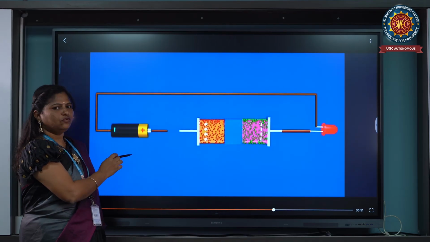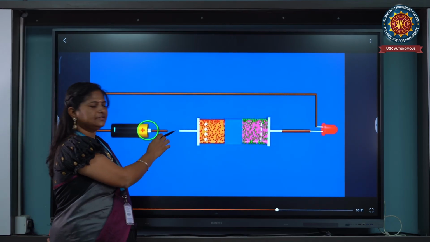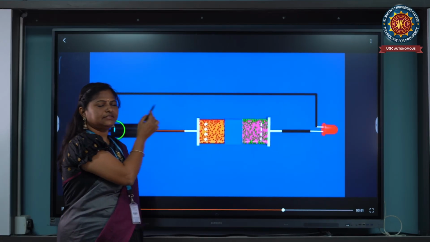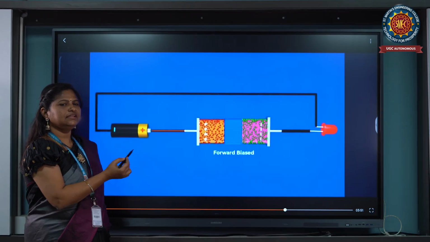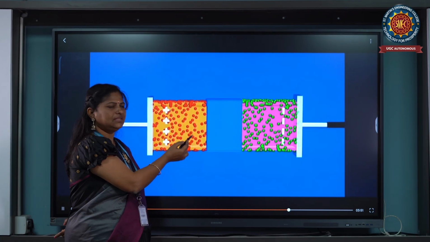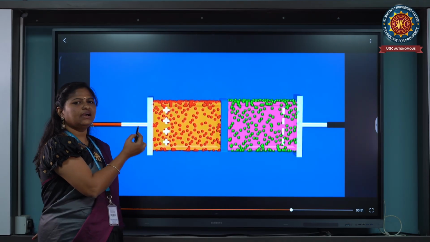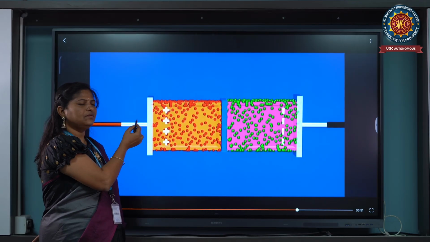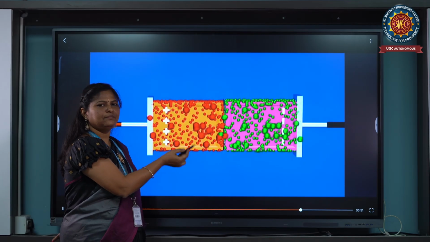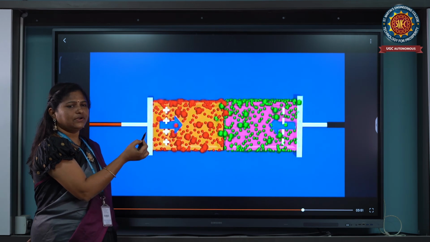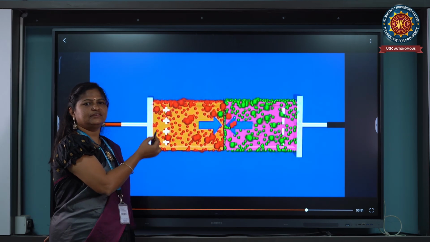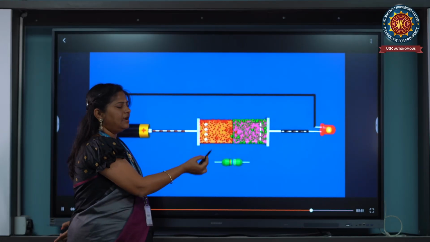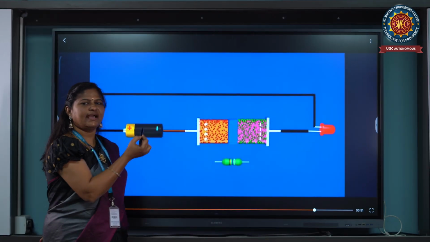If you are operating in forward bias, the positive terminal of the diode is connected to the positive terminal of the battery and the negative terminal of the diode is connected to the negative terminal of the battery. Then the depletion region starts decreasing, and diffusion current takes place by the flow of majority charge carriers from the P side to the N side and the N side to the P side. At 0.7 or 0.6 volts, the depletion region vanishes completely. It is fully conducting and the LED will be on, and it offers small resistance. This acts like an on switch.